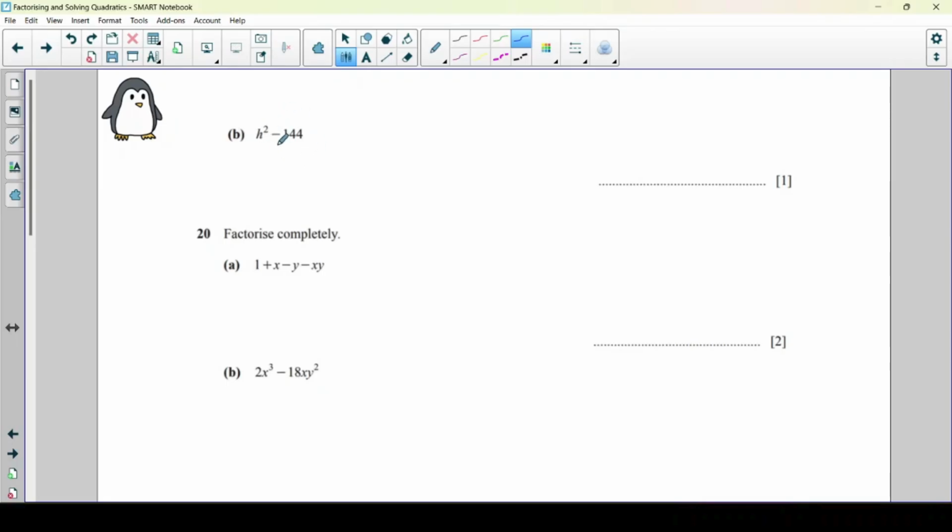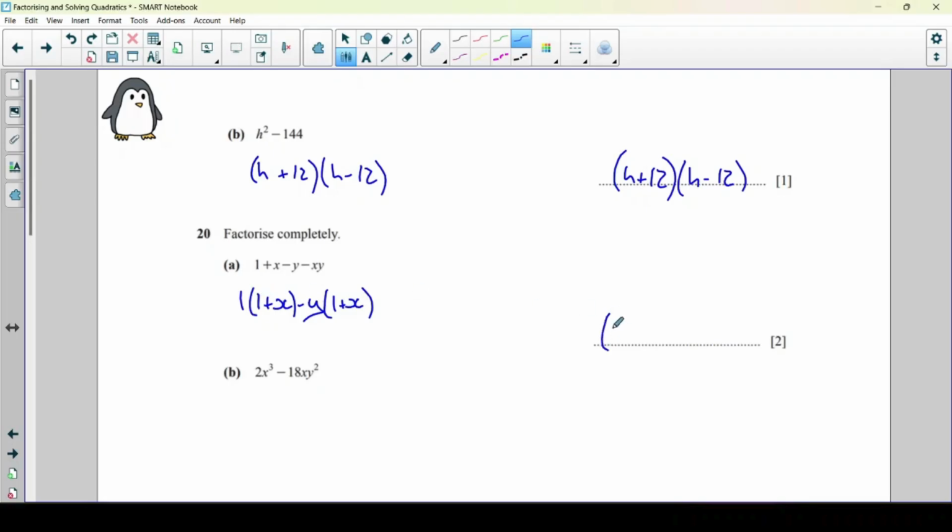Difference of 2 squares here, we've got h squared, which is a square number, so h, and 144 is a square number, the square root is 12, so h plus 12, h minus 12. The next one, let's just try taking 1 out of the first bracket, so 1 brackets 1 plus x minus y, brackets 1 plus x, so 1 minus y, 1 plus x. We should be starting to get used to these type by now.